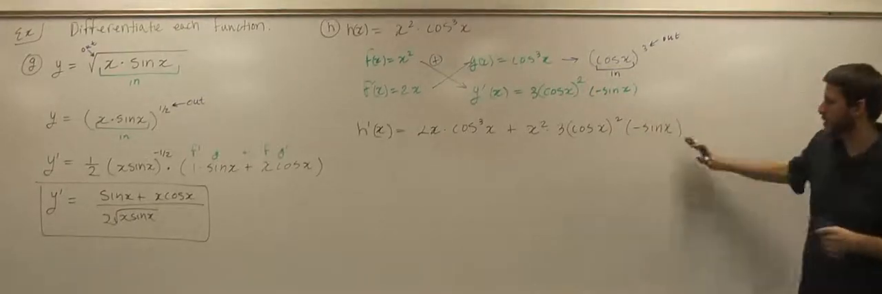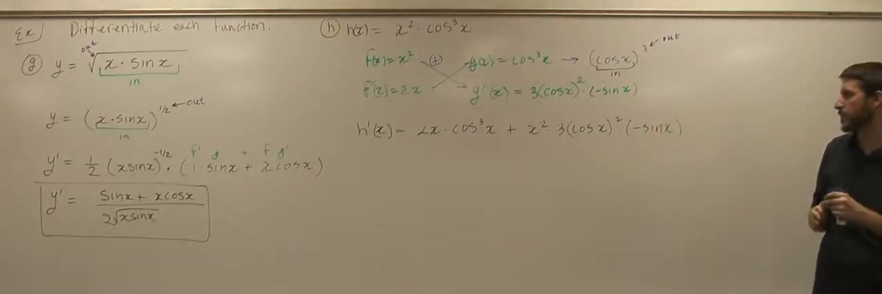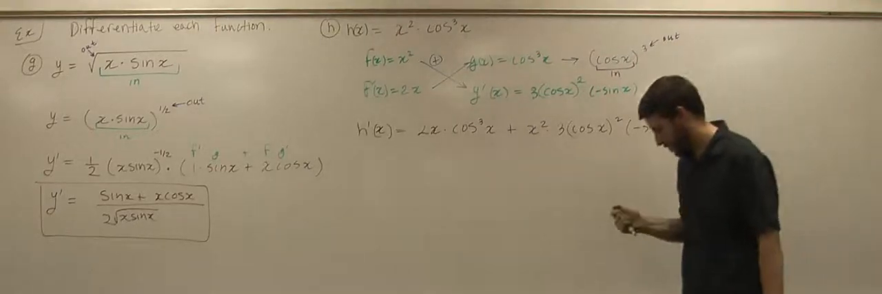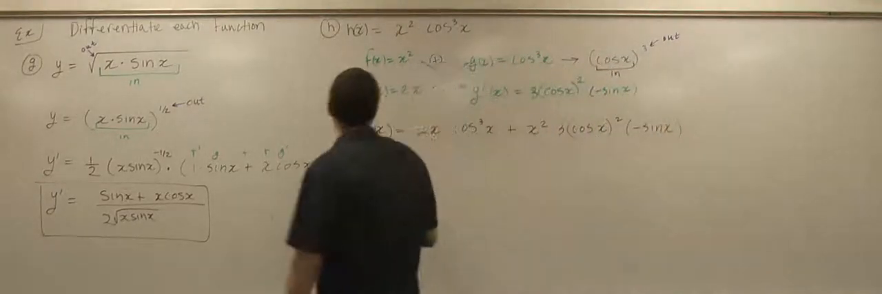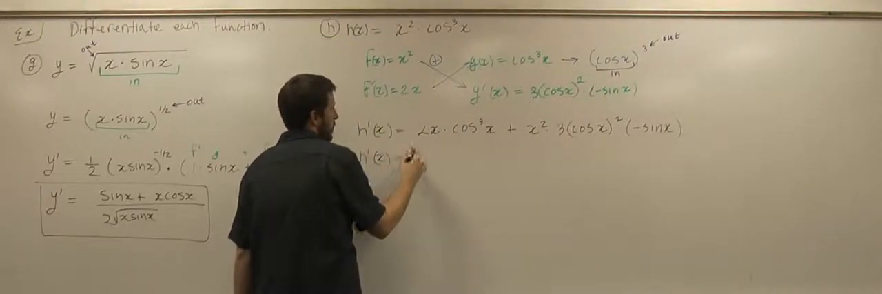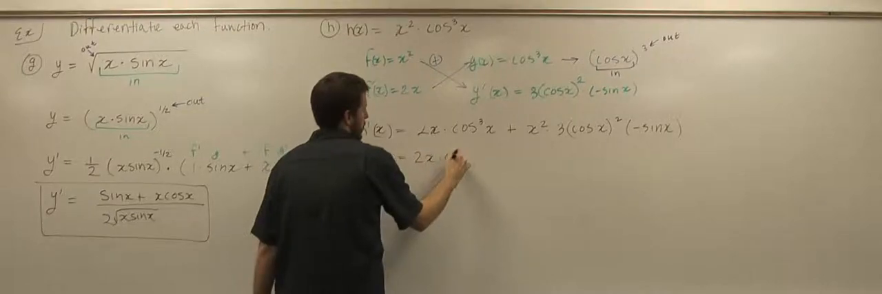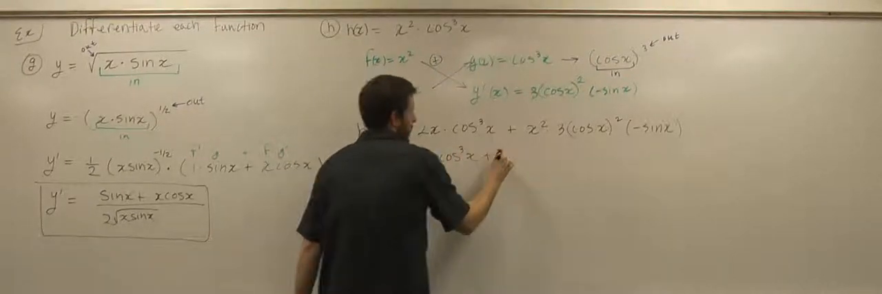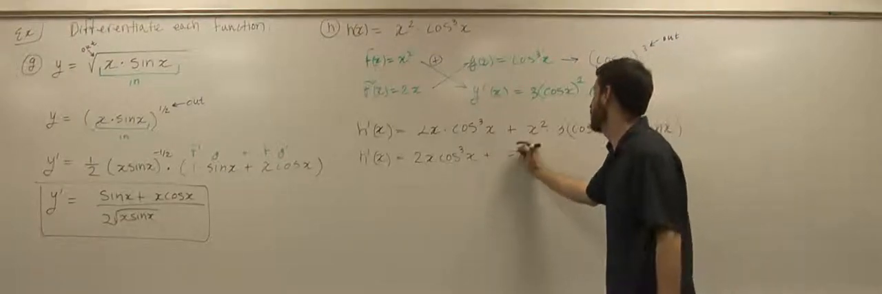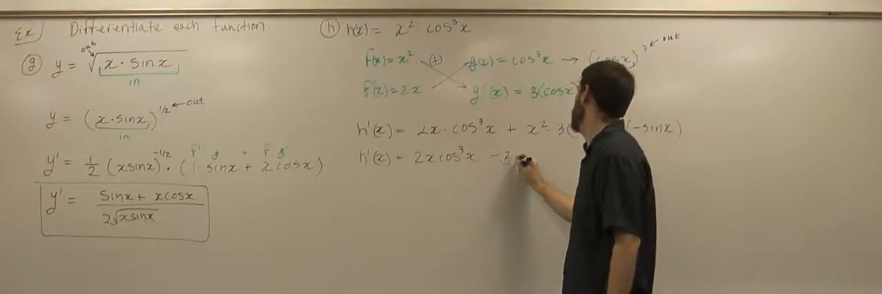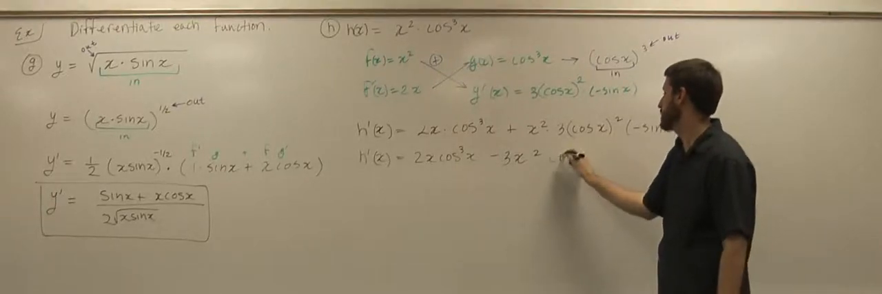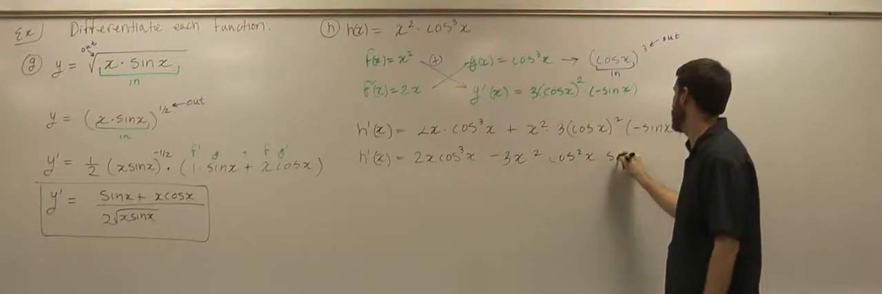So here's your derivative. Calculus is done. You don't have to simplify; I'll probably clean this up a little. So this is negative 3x squared cos squared x sine x.